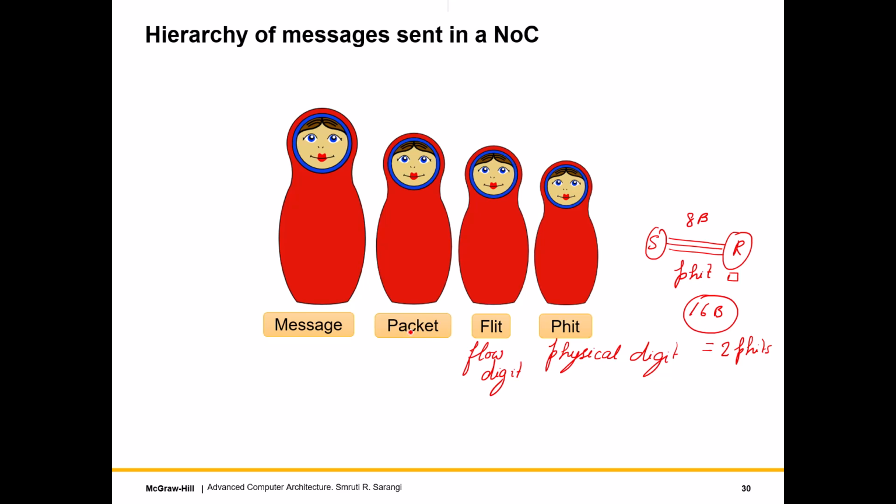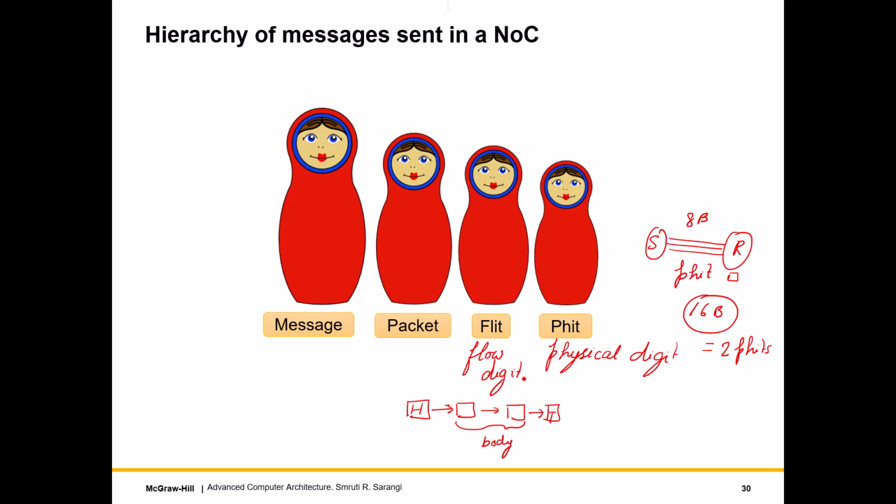Now, a packet is basically several flits. We can refer to a packet more or less like a linked list, where the first is the head flit, then we have a sequence of body flits, and finally we have a tail flit. So we have the head, a sequence of body flits, and the tail flit. This is a packet.